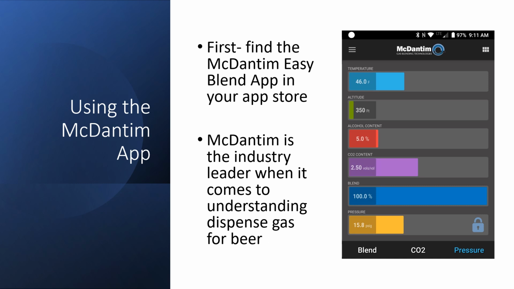So here's where things get a little easier. Go to the App Store on your phone and type in McDantum Easy Blend. Once you've uploaded the app, you can then continue to the next step. And it's good to understand that McDantum is the industry leader when it comes to understanding dispense gas for beer.